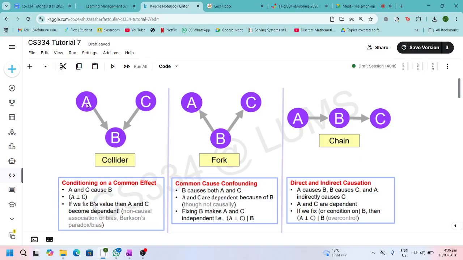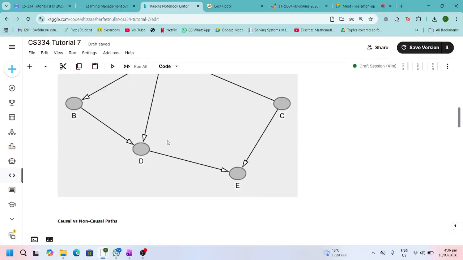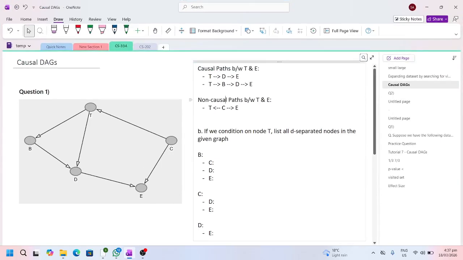If we come back here, in the chain structure A and C are not d-separated because they are dependent on each other. In the fork structure, A and C are also not d-separated because they're still not independent of each other. But in the collider structure, A and C are d-separated because in a collider, they're independent of each other by default. So that is essentially simple d-separation. With that, let's try this out over here.